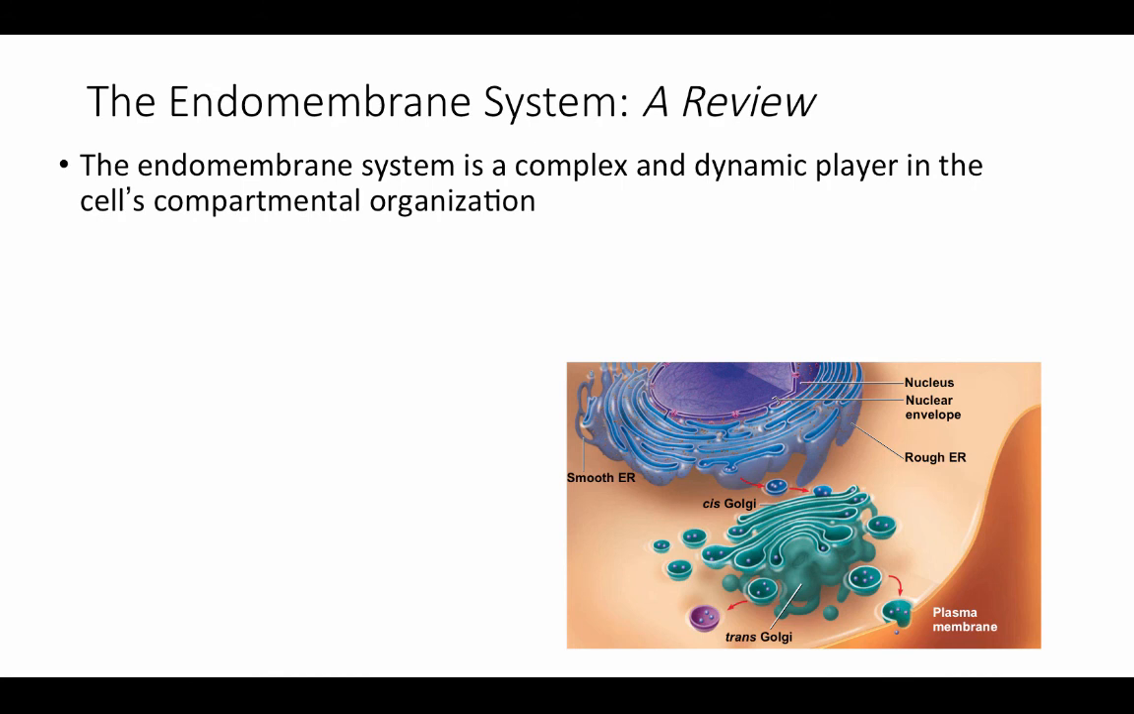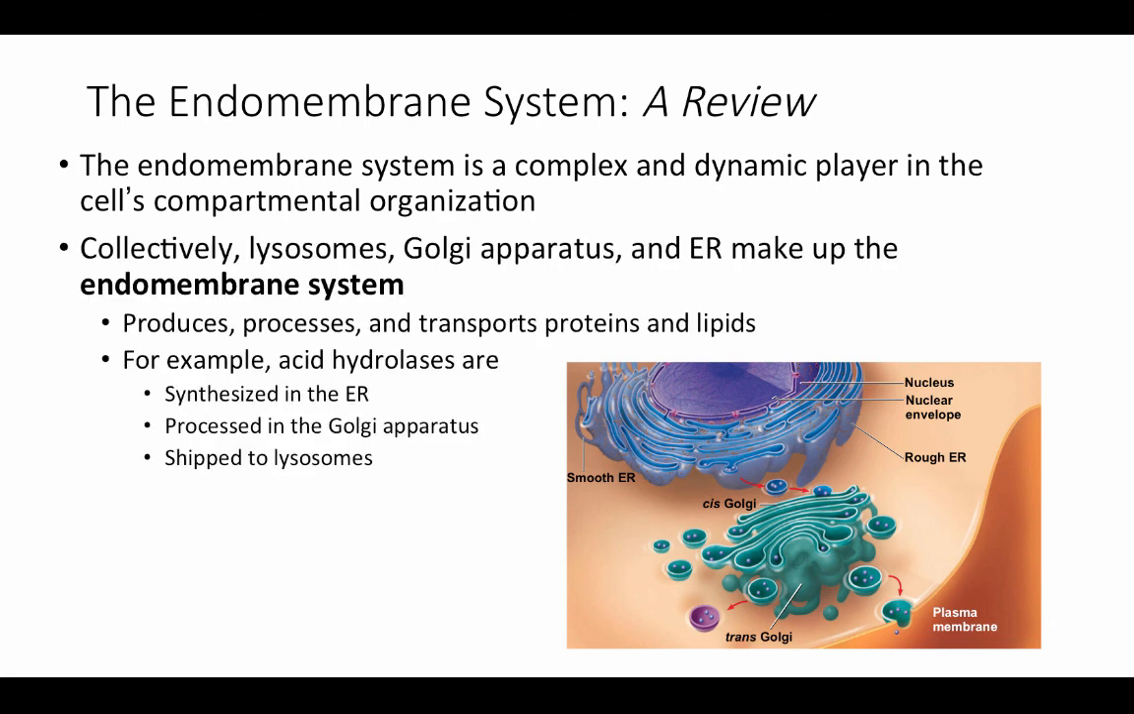So now let's put this all together in a final review, integrating all of these different components of the endomembrane system. So the endomembrane system is a complex and dynamic player in the cell's compartmental organization. These membranes are morphologically the same in all of these different compartments of the endomembrane system and also in the external plasma membrane, and they're constantly budding off from one membranous structure, joining with another one. So this membrane is being constantly recycled between these different structures.